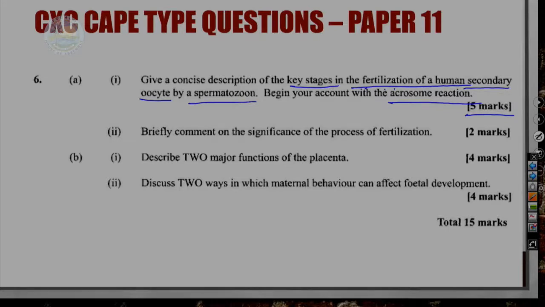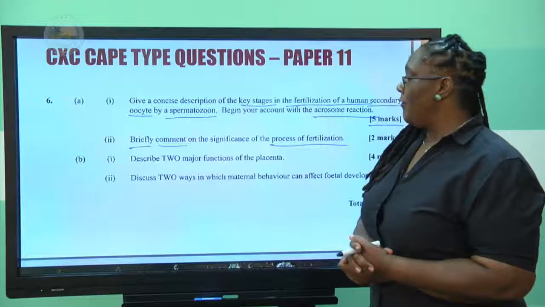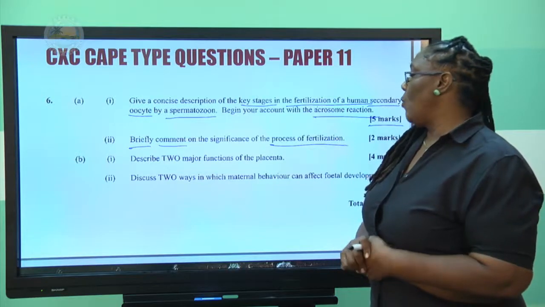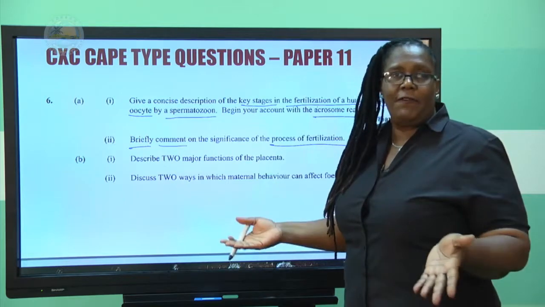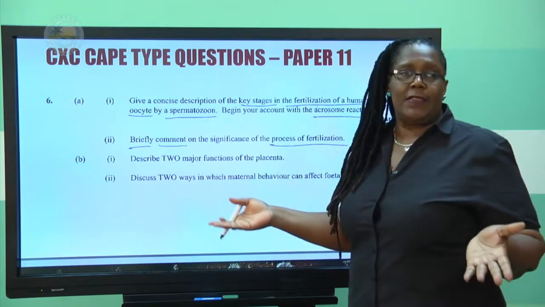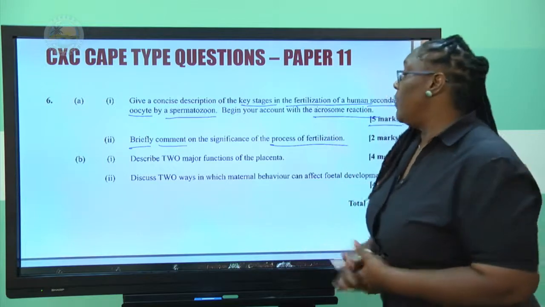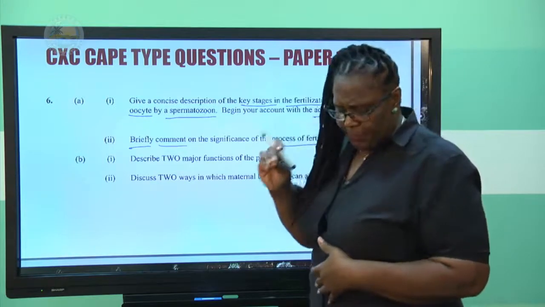Second part of the question. Briefly comment on the significance of the process of fertilization. If you were to write over this question, what would you say? Briefly comment on why fertilization is important. What is the benefit of fertilization to the species? Good? And if we think about it, why is fertilization important?